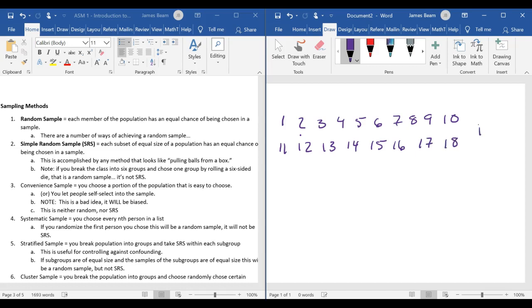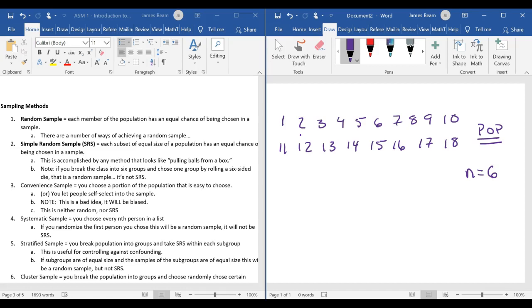So this is my population. My population has 18 people in it, right? Now, if each person in this group has an equal probability of getting into my sample, so let's say I want to take a sample size of 6, right? Each person has an equal probability of being in that sample. So I could pick 6, and each of these has an equal probability of being in that sample of 6. Then I have a random sample. So each individual element has an equal probability of being chosen.